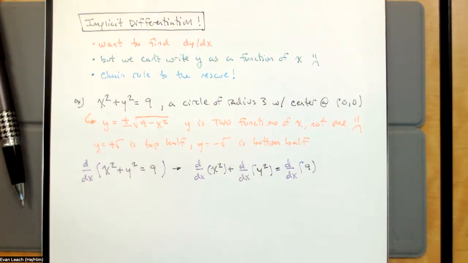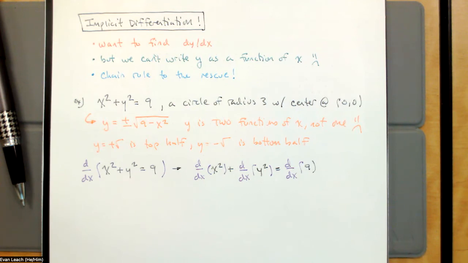This might look like I'm using the distributive property. I am wholeheartedly not using the distributive property. The distributive property is what we do when we multiply over a sum. We distribute the product over a sum. I'm not multiplying by d over dx. I'm applying this operator d over dx.